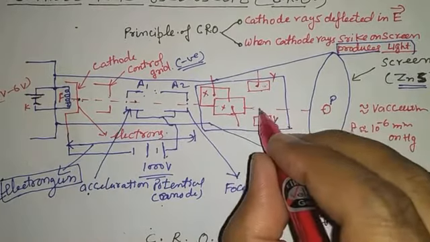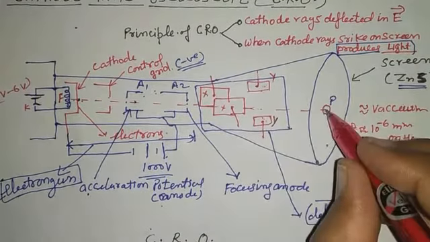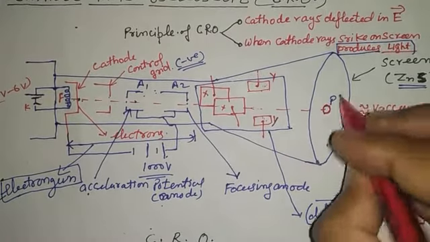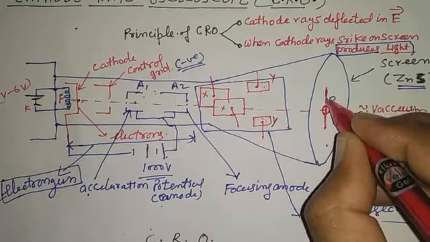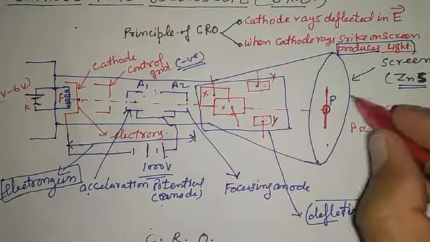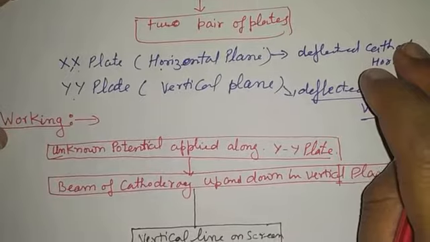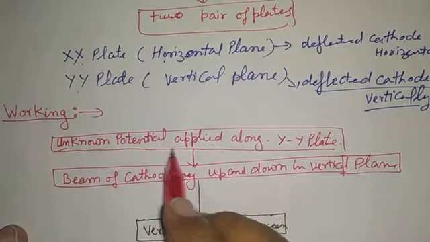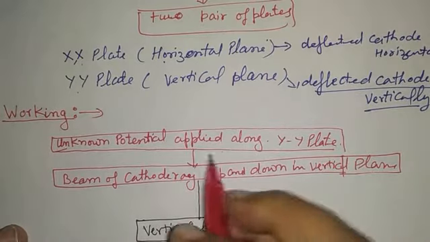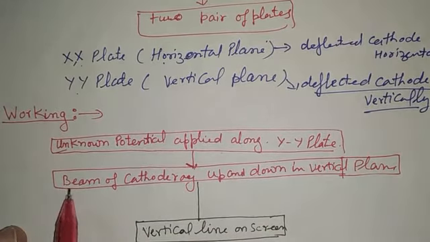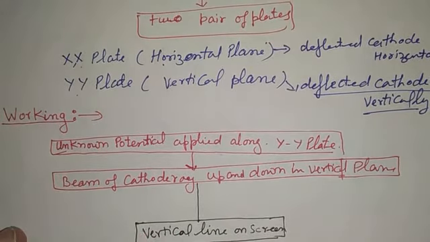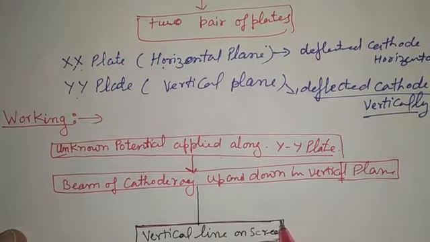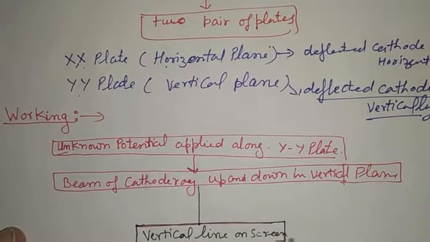As a result, the beam of cathode rays passing through the electric field, which forms a spot of light here, spreads, moves up and down, and forms a line, a vertical line on the screen. Here, see in the diagram. What do we do? A known potential is applied across the YY plates. What does this give? The beam of cathode rays moves up and down in a vertical plane, so a vertical line appears on the screen as a result of this.